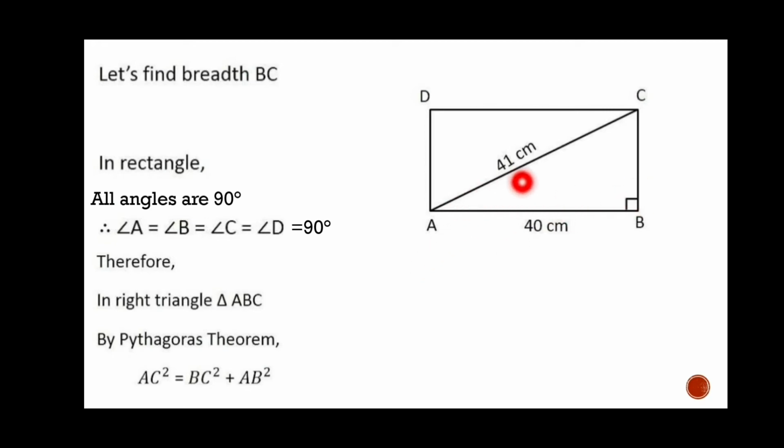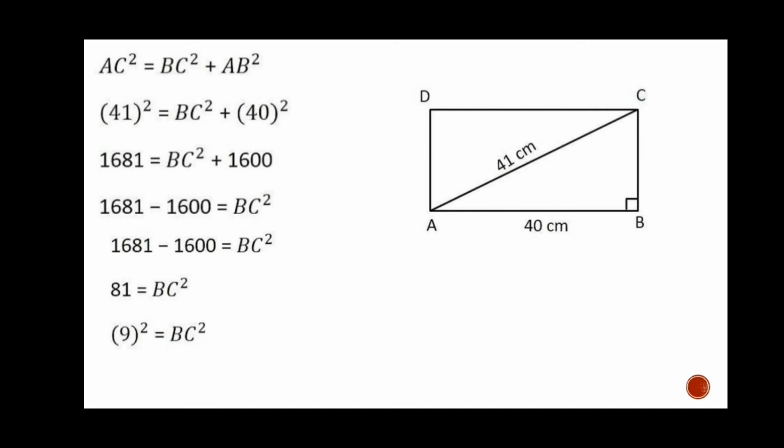Only we need to find the perpendicular. So by Pythagoras theorem, AC square is the hypotenuse. AC square will be equals to AB square plus BC square. Now you can see AC is 41. So the square of 41 is equals to BC square plus AB is 40, so 40 square. Now the square of 41 will come 1681 and which is equals to BC square plus the square of 40 will come 1600. Now we will transfer the 1600 to the other side and it will become negative. And this side remains only BC, which we have to find.